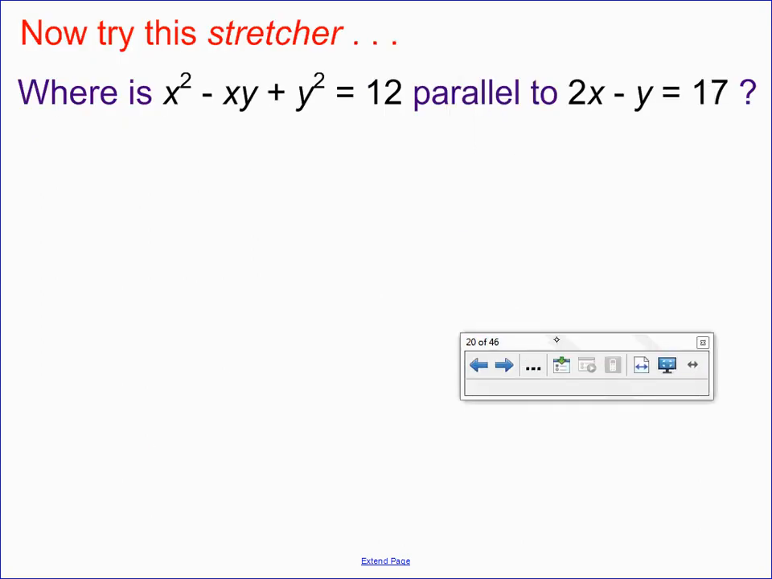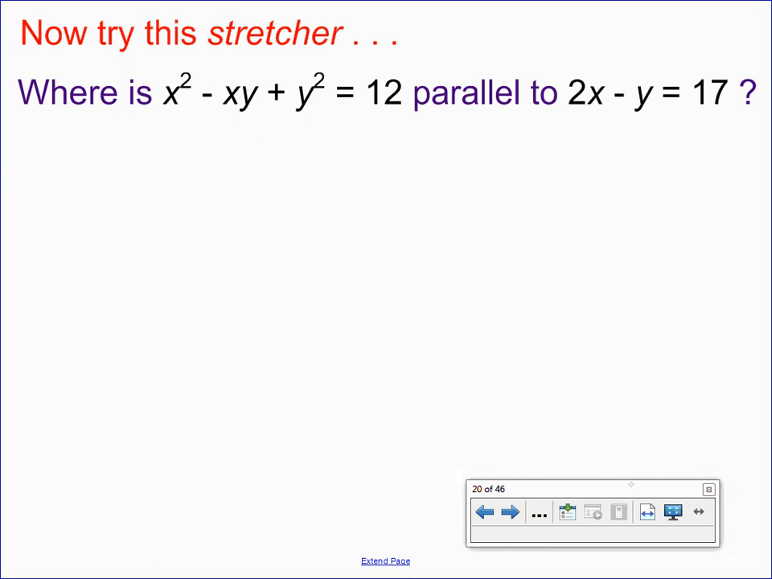Okay. So let's go ahead and try this stretcher. We want to know where x squared minus xy plus y squared equals 12 is parallel to 2x minus y equals 17. So we've got a couple of different layers here in this problem. We want to know where a particular relation, which we've seen already, kind of looks maybe like an oval, right? Or an ellipse or a football. We want to know where that relation, what point x comma y, if any, is parallel to this line?